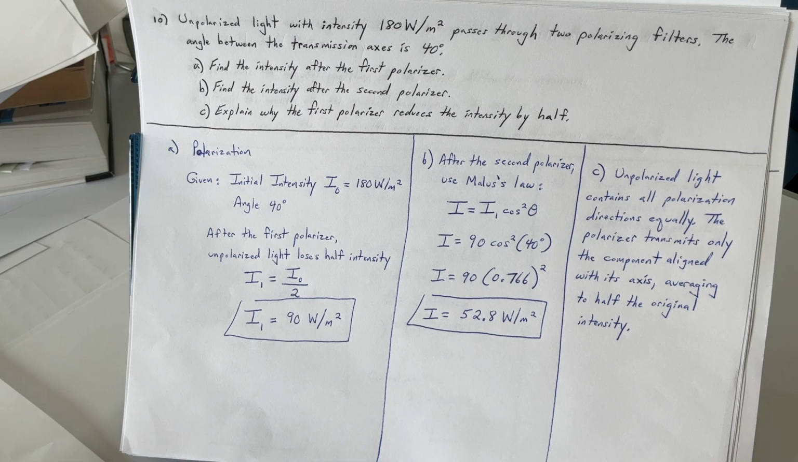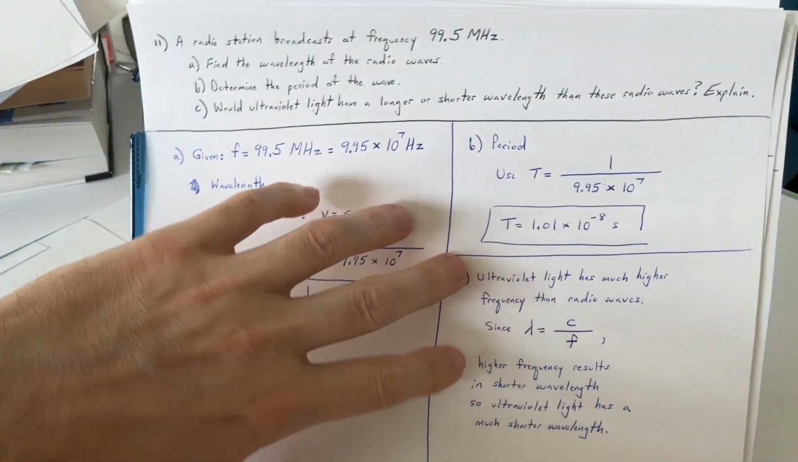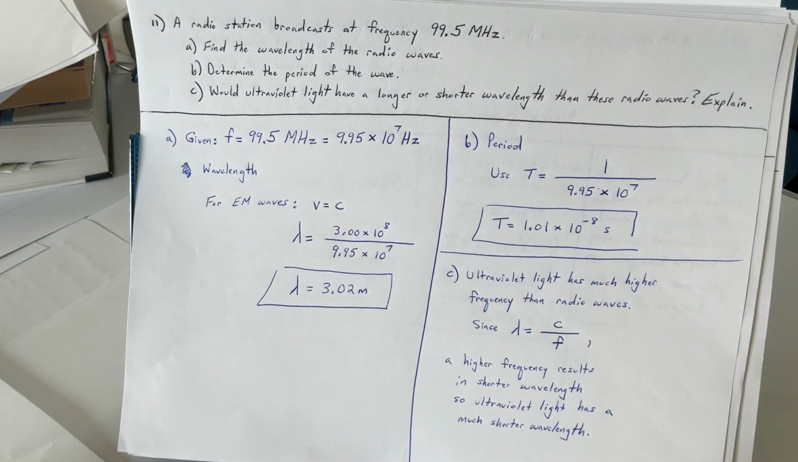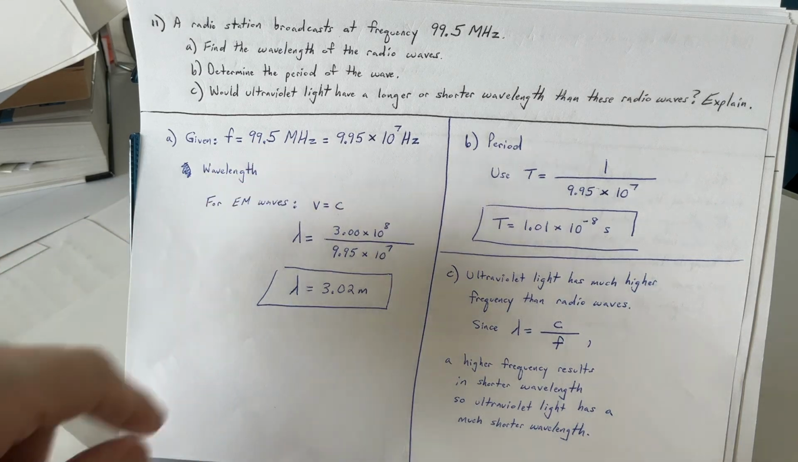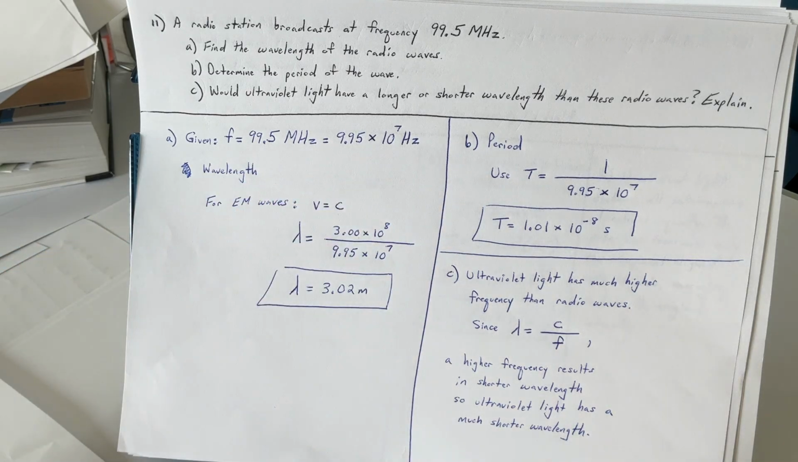Okay, so moving along now, part number 11. A radio station broadcasts at a frequency of 99.5 megahertz. Find the wavelength of the radio waves. So we're given what we're given. Convert MHz to hertz: 9.95 times 10 to the 7th. Make sure to convert that first.